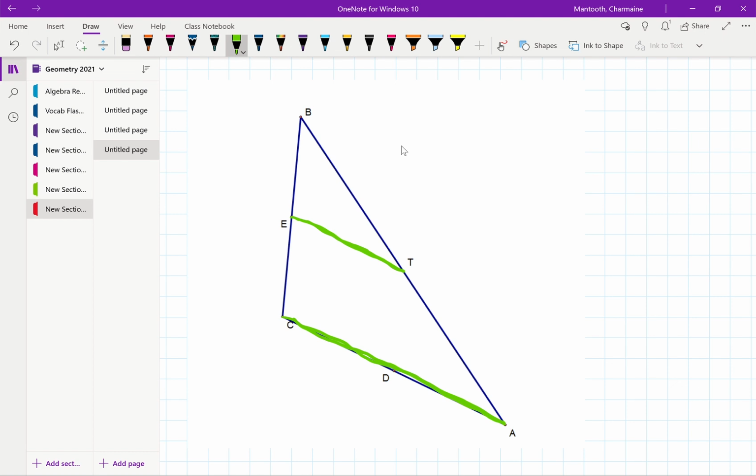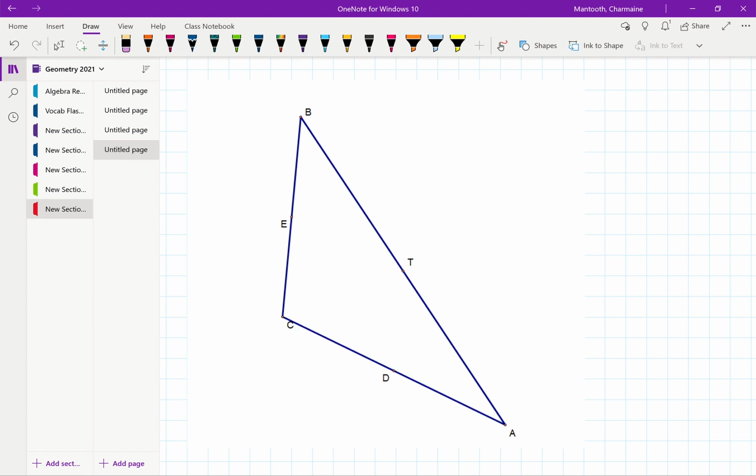So I would either take this length and double it to get this one, or I would take this length and cut it in half to find that one. All right, so mid-segments: one connects two midpoints. The shorter one is half the length of the longer one.